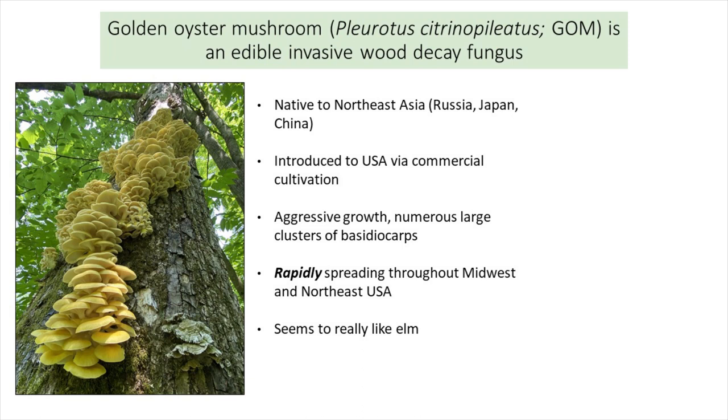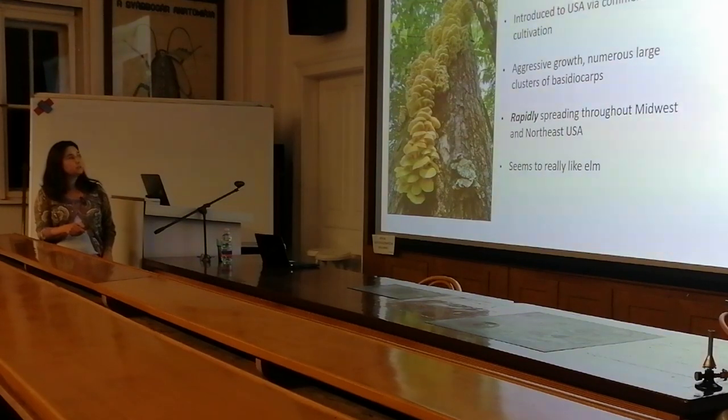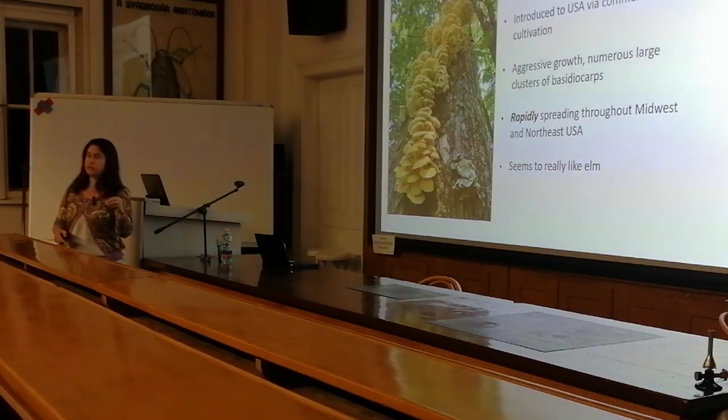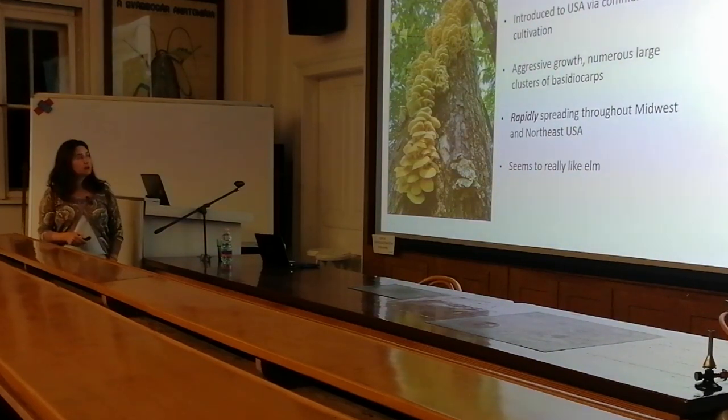So it's the golden oyster mushroom, Pleurotus citrinopileatus. We call it GOM because it sounds ugly, and it's ugly. It's an edible, invasive wood decay fungus. So it's not a fungus that associates with tree roots in a mycorrhizal association, right? It's not a pathogen. It's a decomposer, but it's not a mycorrhizal fungus. It was introduced to the U.S. with commercial grow kits. It was bred, it was selected to eat wood and make sporocarps. That's the point of a golden oyster, right? You want the mushrooms. So it grows aggressively, it has massive numbers of sporocarps. It's rapidly spreading, especially in association with elm.